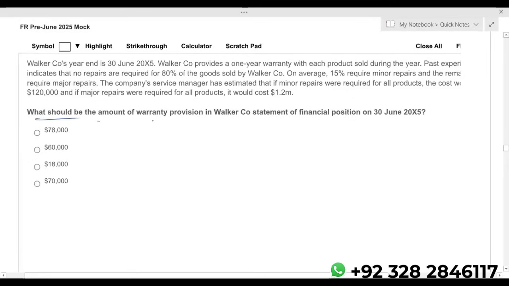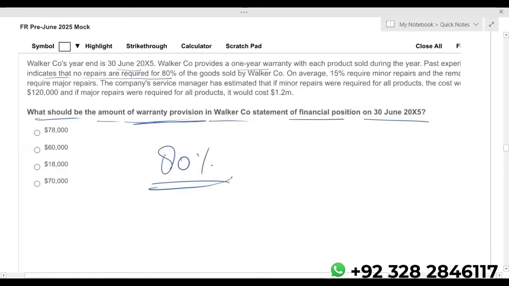What should be the amount of warranty provision under IAS 37 in Walker Company's statement of financial position on 30th June X5? Walker Company's year end is 30th June X5. Walker Company provides a 1 year warranty with each product sold during that year. Past experience indicates that no repairs are required for 80%. For 80% everything is fine, no issue at all. It means for 20% there are problems.